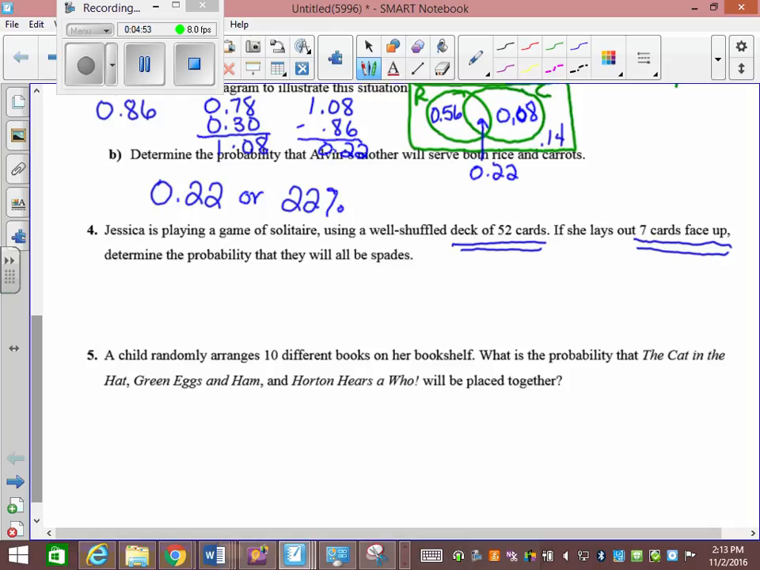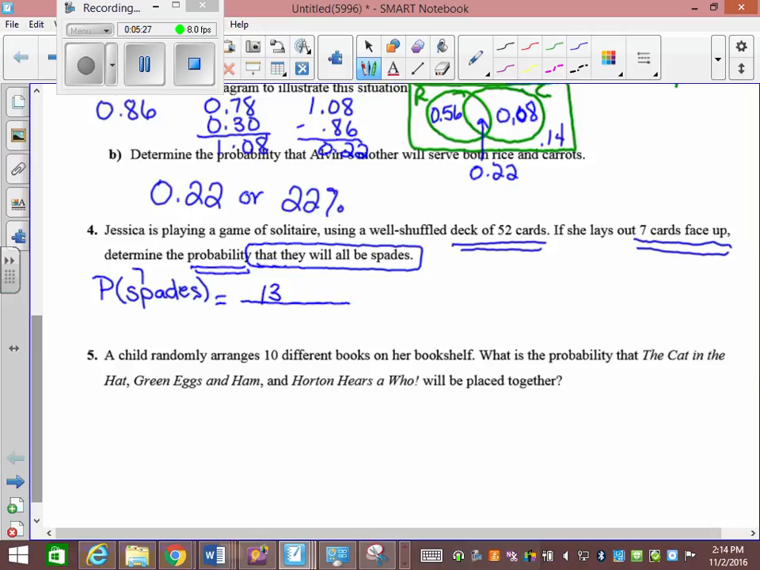Now, after the word probability, this only affects the top. So the probability that there will all be spades only affects the top. Anything that comes after the word probability. So we go probability of 7 spades. So on the top, how can I guarantee myself getting 7 spades? And I know I need to have 7 cards because it said I flipped 7 cards up before probability. So both the top and the bottom has to have 7.